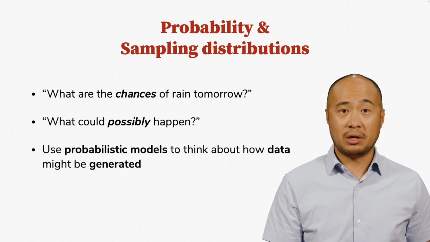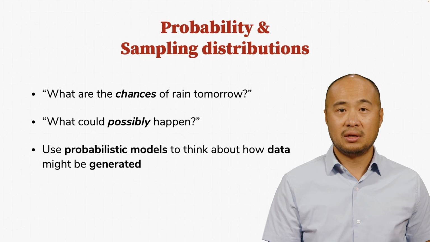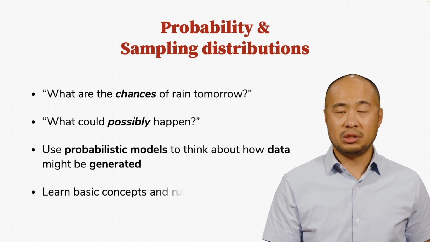Statistics uses probabilistic models to think about how data might be generated, so that we have a path to learn about the world from the data while incorporating our natural uncertainty about it. Modules 2 and 3 together will introduce you to the basic concepts and rules of probability.